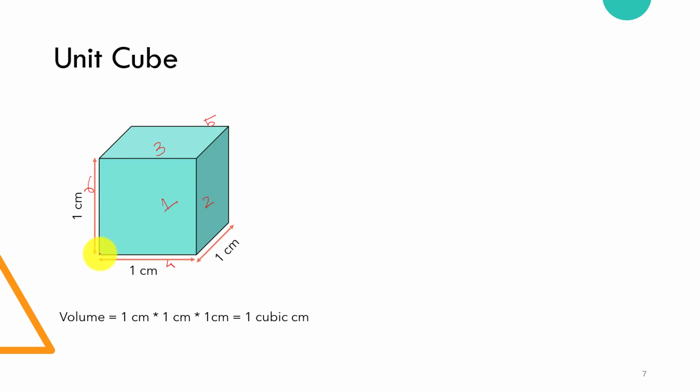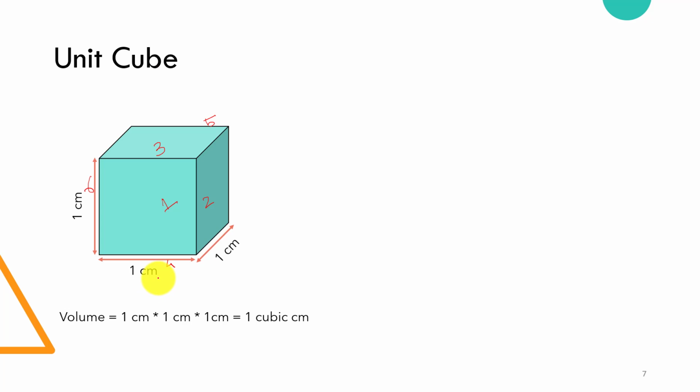If you see, this is 1 centimeter, this is also 1 centimeter, even this is 1 centimeter, and this is also 1 centimeter. That means each and every face is a square face, with the same dimensions, and it has 6 faces. That's a cube. And when we talk about a unit cube, that dimension is 1 of any unit. It could be 1 centimeter, 1 meter, anything.